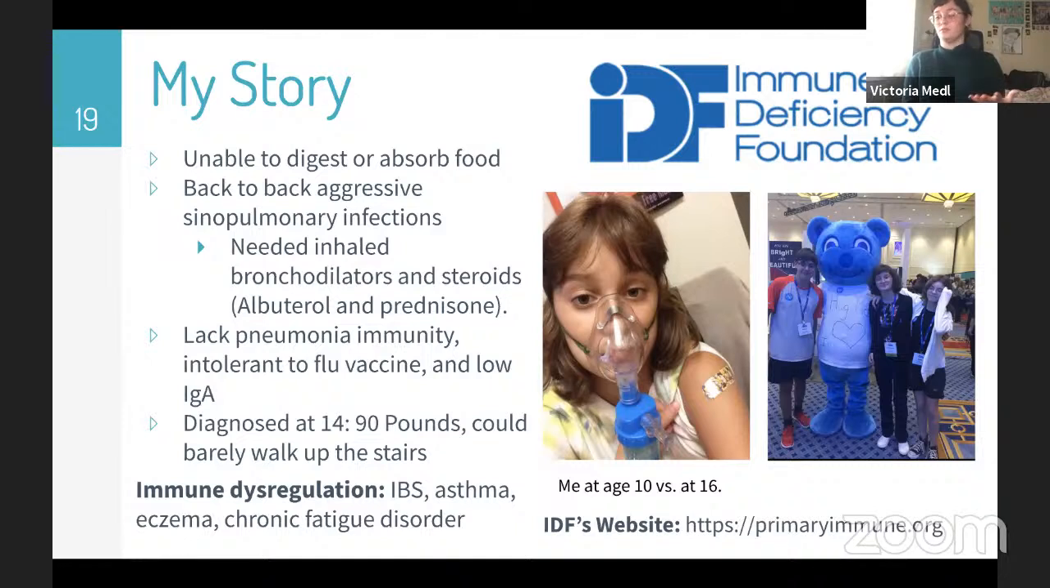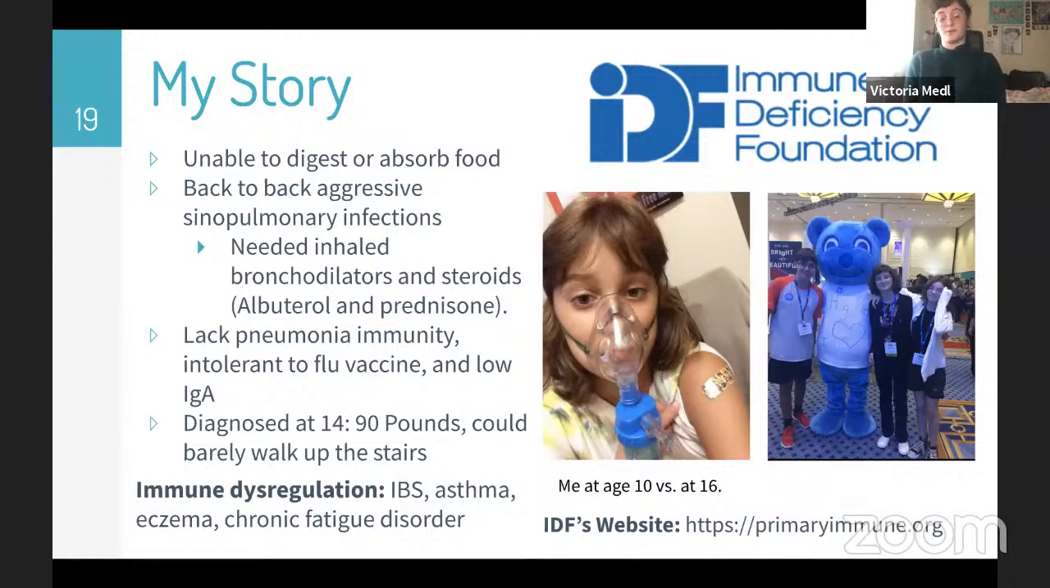This was after a really, really bad infection. So we did an immune workup and it showed that I didn't respond to the pneumonia vaccine. I had gotten pneumonia booster shots before, but I didn't make many of those antibodies to it. And I did not respond at all to the flu vaccine. And I had a low IgA level, which could have also explained why I was very intolerant to a lot of foods growing up and even throughout my childhood.